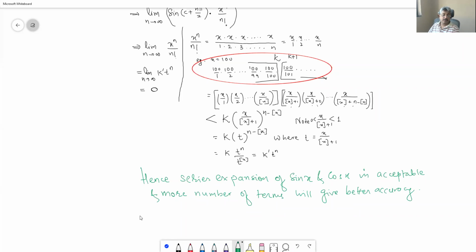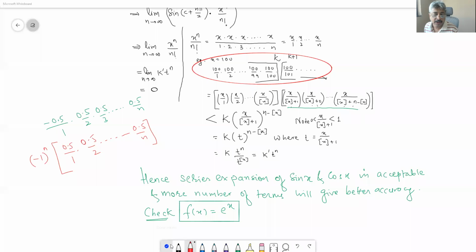Okay, next we have to legalize f of x equal to e raised to x. So you have to write down the remainder term, take the limit and show that that is also convergent.